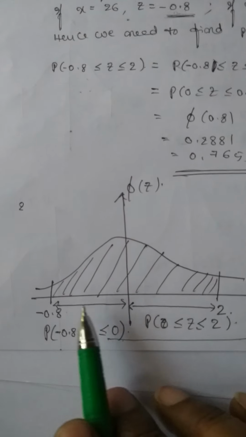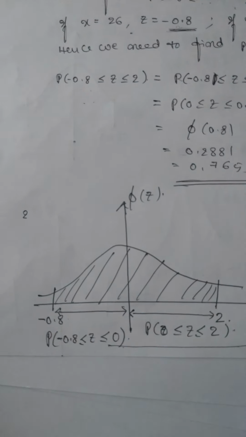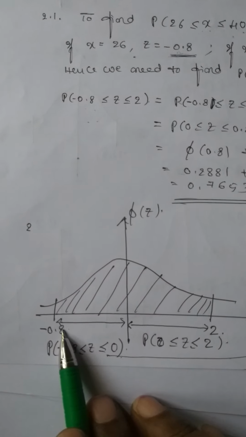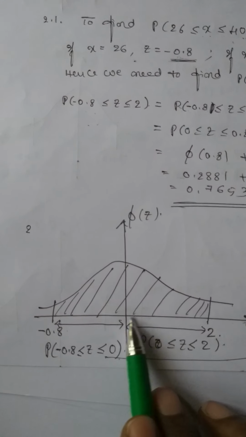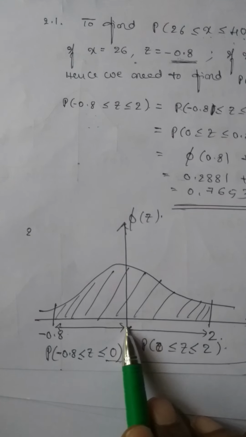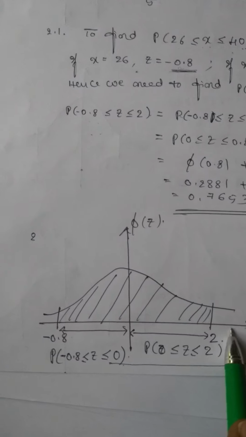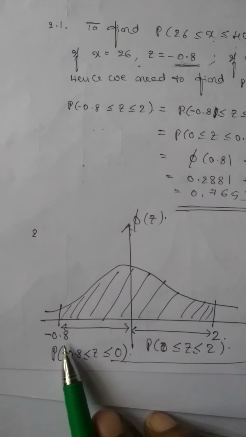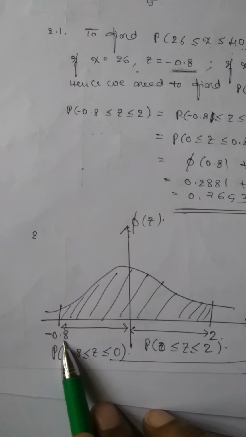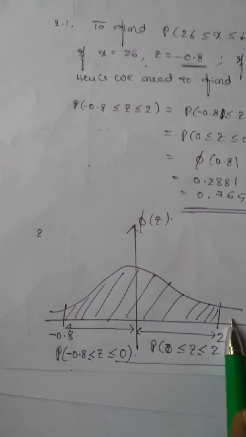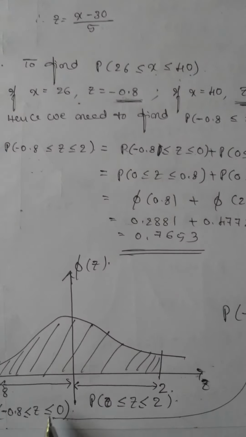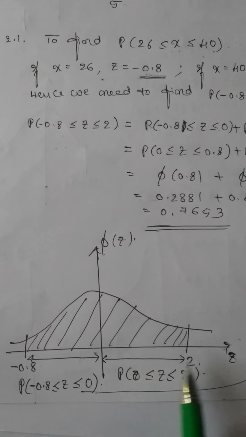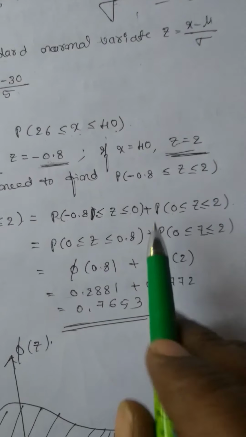Here I need minus 0.8 to 2, correct? So how can we get that? First I am going to consider from minus 0.8 to 0, and from 0 to 2. I have to calculate both. If I calculate them together, then I can easily find the area from minus 0.8 to 2. Now this can be written as, as I have told already, minus 0.8 to 0 and 0 to 2. That's what we have done here.